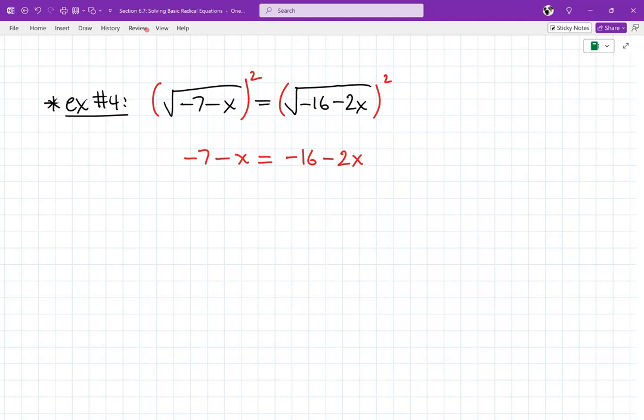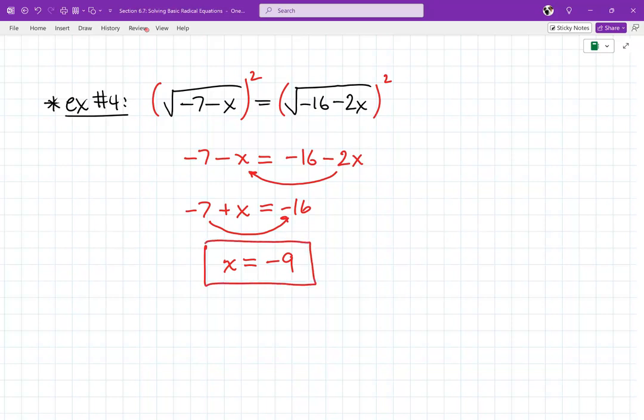Okay. Now I'm going to have to do some algebra, right? I got to start combining my terms that are the same. So I'm going to get this negative 2x and move it over. So I have negative 7. Negative x plus 2x is a positive x equal to negative 16. And I'm going to move this negative 7 over to that side. So that means x is equal to negative 16 plus 7, which is negative 9. And we're done.